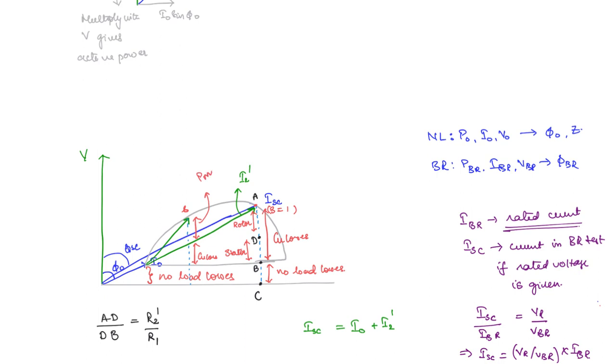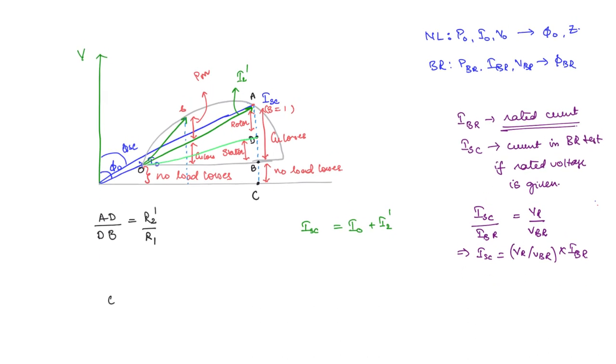Now how to separate the rotor and stator copper losses? You will have to draw the line till D from the origin. This point you can take as O. So if you draw the OD line, then this will give you the rotor copper losses and this will give you the stator copper losses. So the line OA is called the output line, and the line OD is called the torque line.